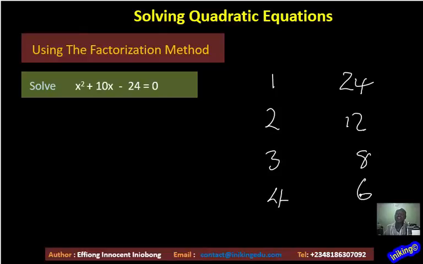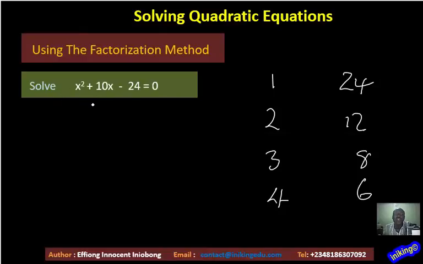But you notice here, this time around, my 24 is minus, it's a negative number. And of course, two numbers multiply and give us a negative result. One of them will be positive and one will be negative. So I don't know which of these two will be positive and which will be negative.